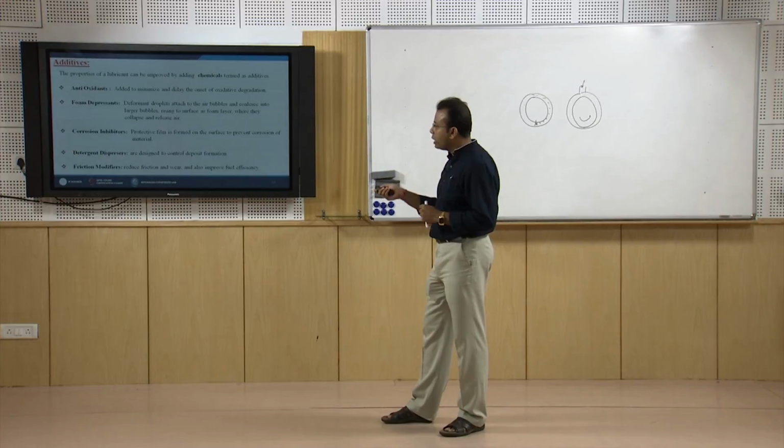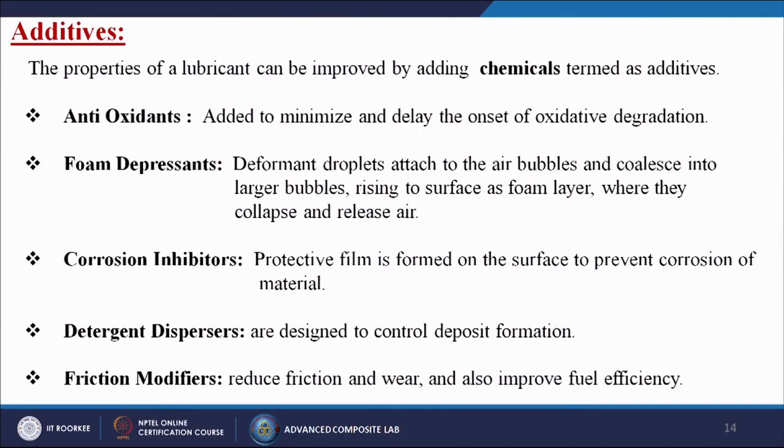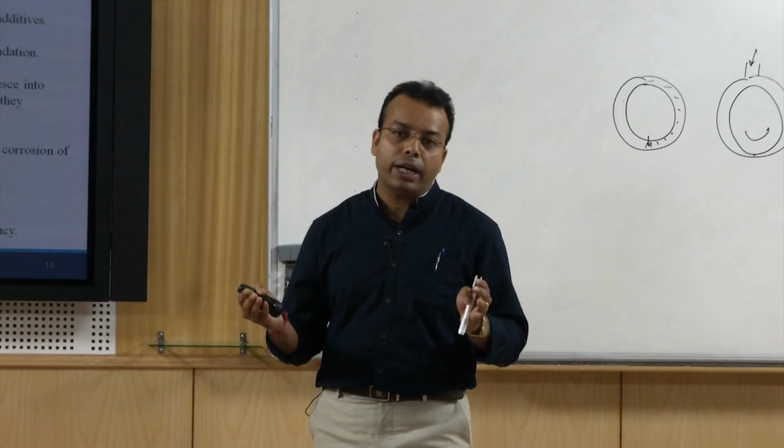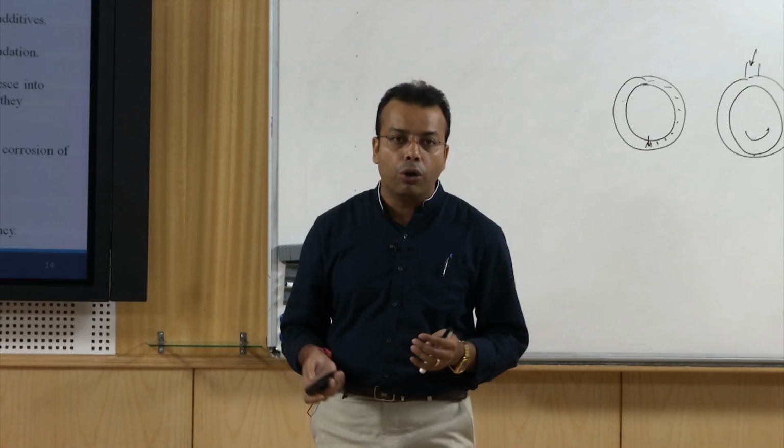Next one is called corrosion inhibitors. From that name you can understand that we are using certain materials which can resist corrosion between the mating parts. Detergent dispersants are designed to control deposit formation. Next one is called friction modifiers, which reduce friction and wear and also improve fuel efficiency, so that we can use that fuel for a longer time.